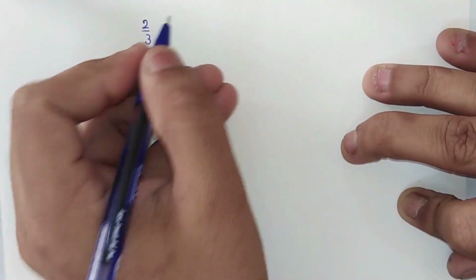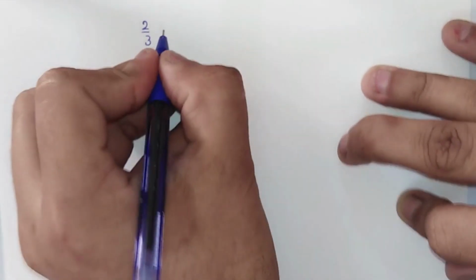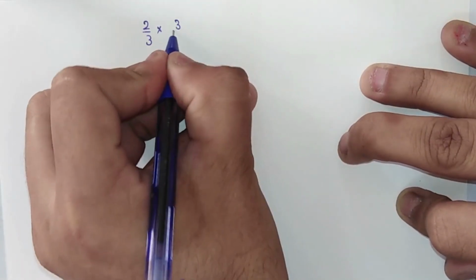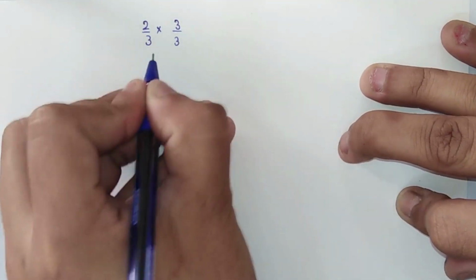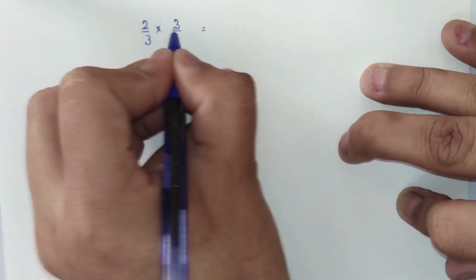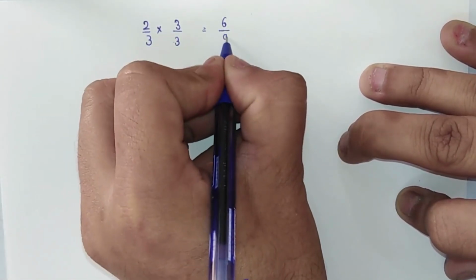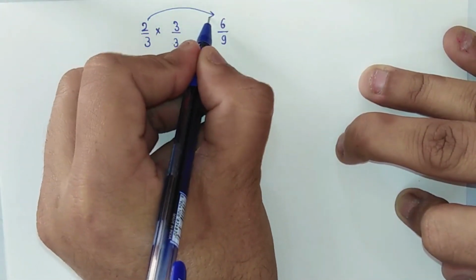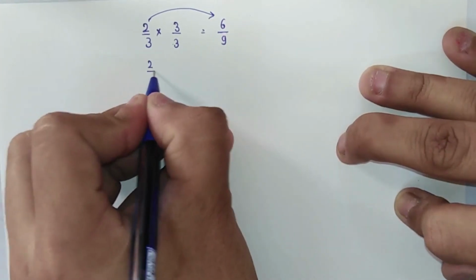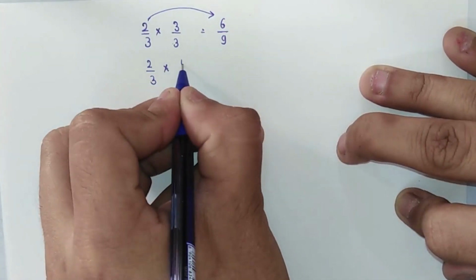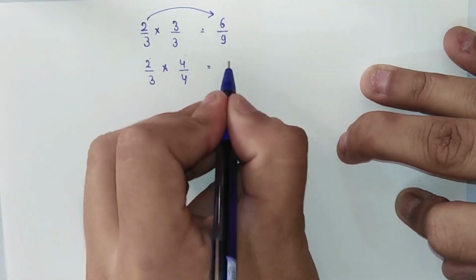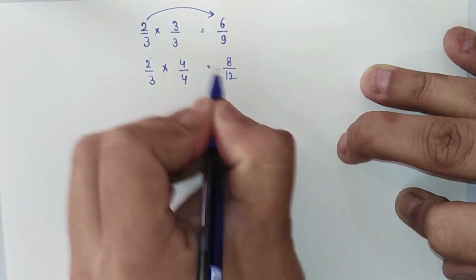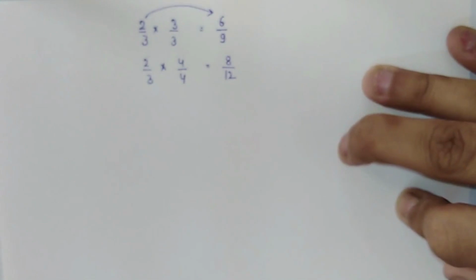I will multiply the numerator and denominator. Suppose the first time I multiply the numerator and denominator by 3. I multiply the numerator by 3, I multiply the denominator by 3. So here I will get 2 times 3 is 6 and 3 times 3 is 9. So this is one equivalent fraction of 2 by 3. Similarly, for 2 by 3, I multiply by 4. So 2 times 4 is 8 and 3 times 4 is 12. So this is also one equivalent fraction of 2 by 3.